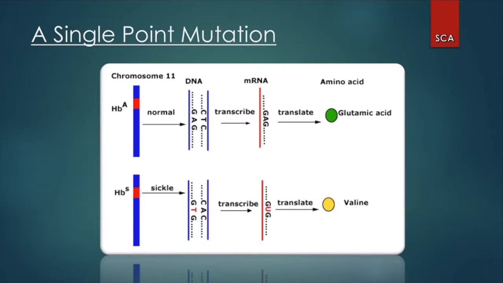So again, it's just a single point mutation of an adenine and a thymine. Those are just inverted here. And it transcribes a uracil instead of an adenine, and you end up with valine instead of glutamic acid.